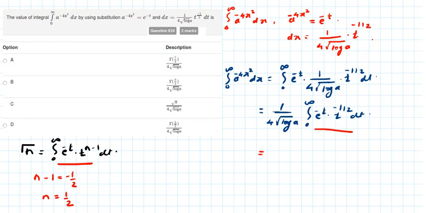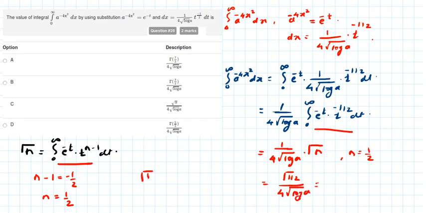So this value equal to 1 upon 4 under root log a, this will be gamma n, and we got the value for n is equal to half. So this will be gamma half upon 4 under root log a, and gamma half value is under root pi. This will be under root pi upon 4 under root log a. Okay, so this is your answer. If you observe, option C is the right answer.